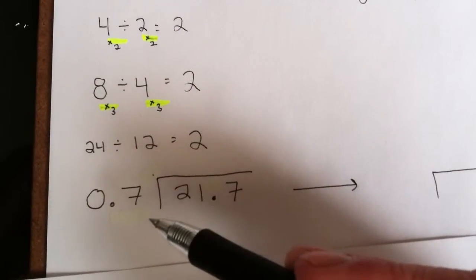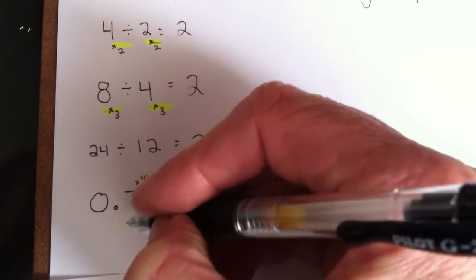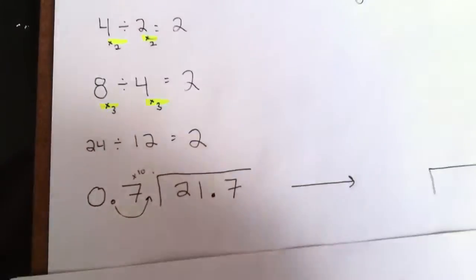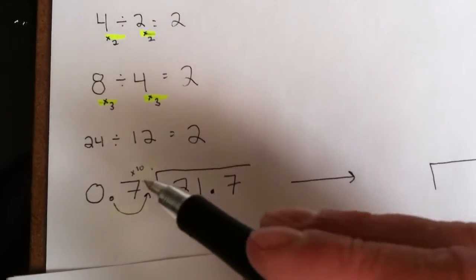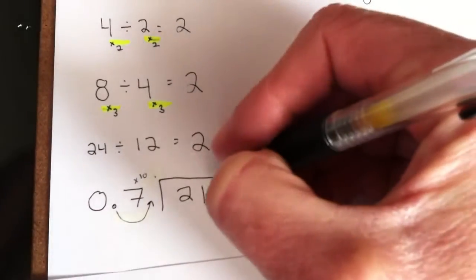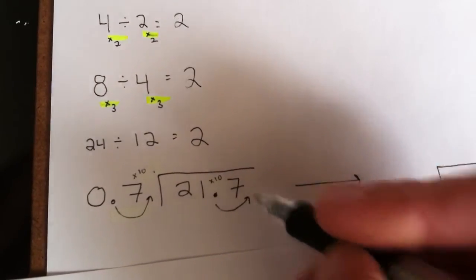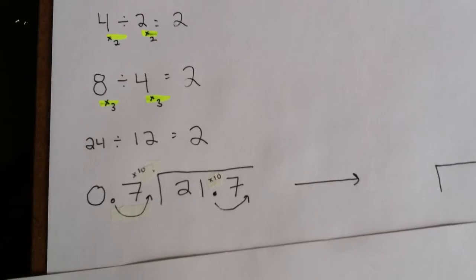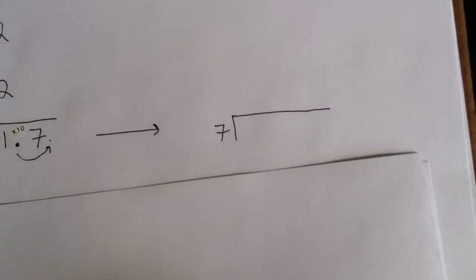0.7 times 10 is going to make that 7. It's going to basically move that decimal point over. Boom. There it goes. Now we know because of our pattern, we have to do the same thing to this guy. So I'm going to multiply times 10, and it moves that decimal point one spot to the right. Okay? So let's rewrite our problem. We essentially ended up with 7 and 217.